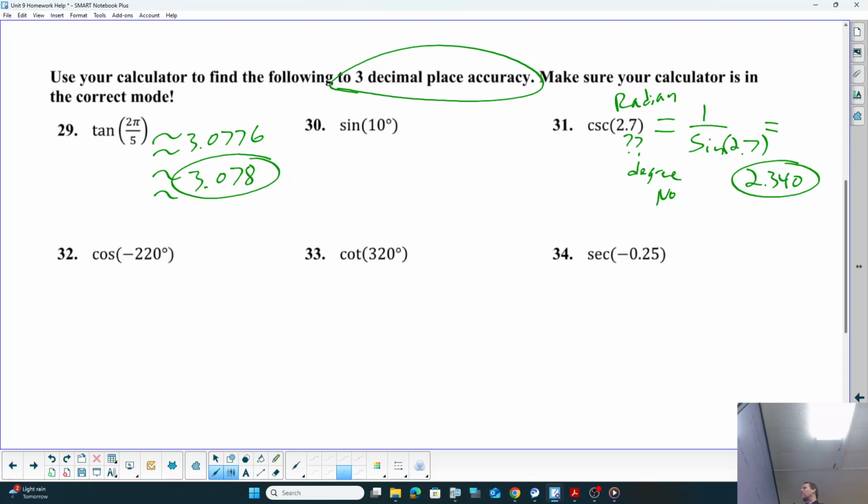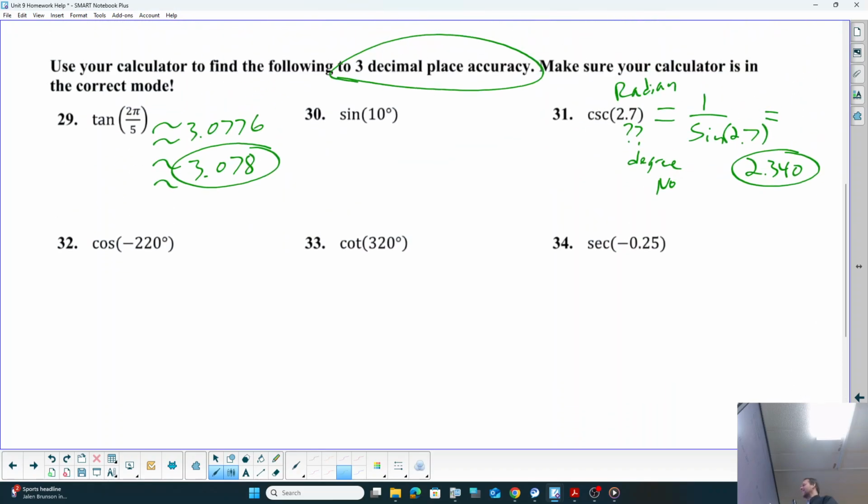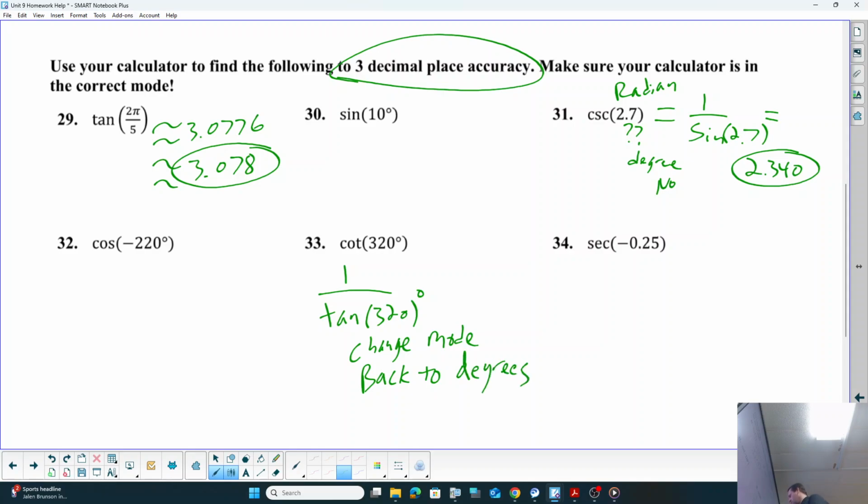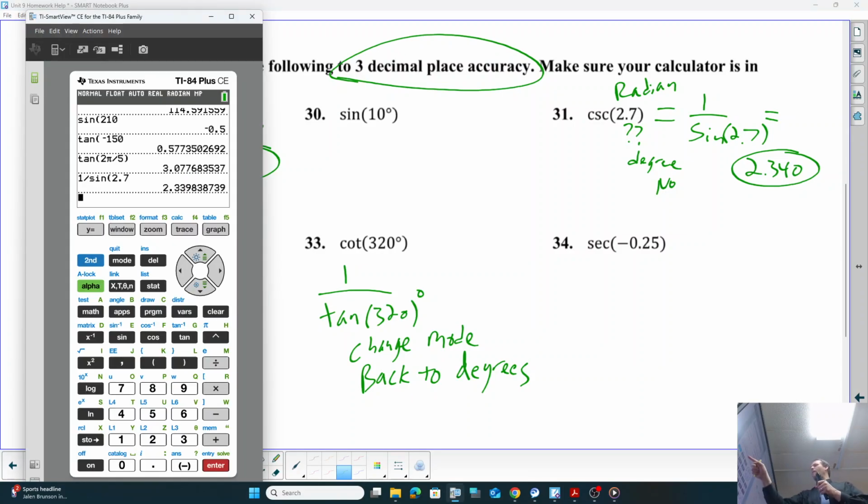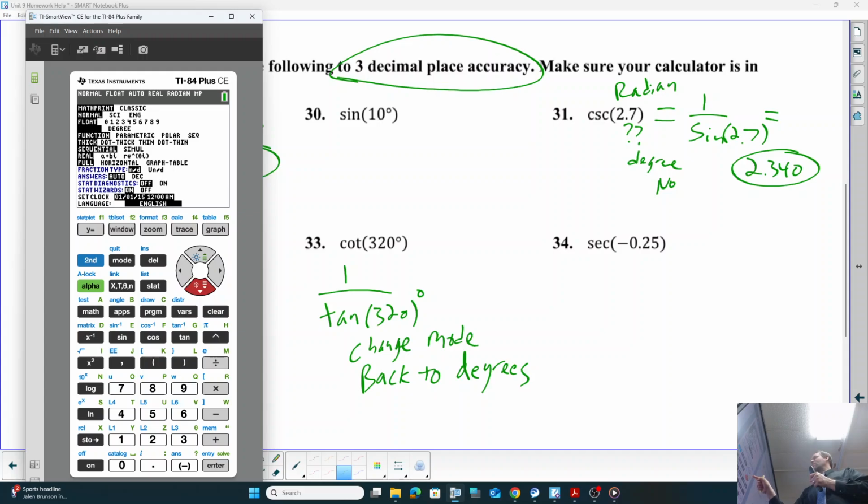Okay, try number 30, try number 32, 33, 34. You got this. So don't forget that cotangent is 1 over tangent, of 320 degrees. And now you have to change your mode back to degrees. So make sure you change your mode back to degrees. So we go mode, back to degrees.